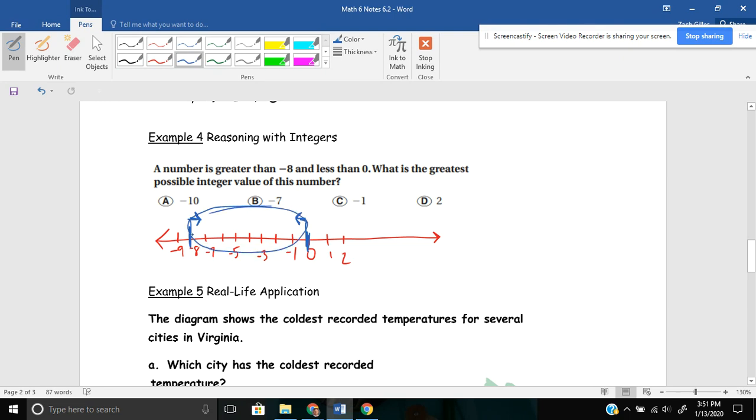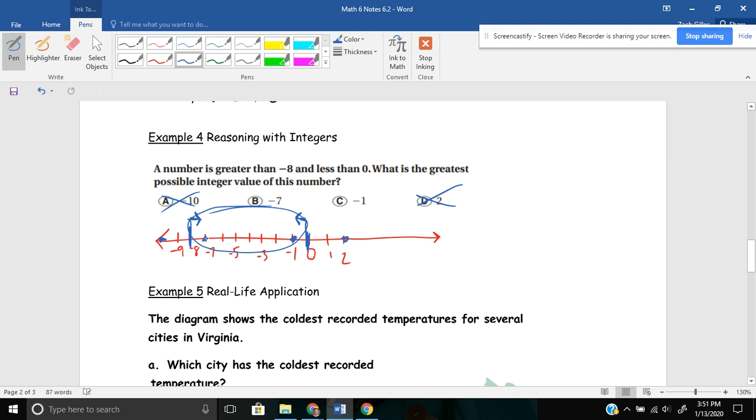All right. Well, -10 for letter A is outside of this data. That wouldn't even be a possible answer. -7 would be here. -1 would be here. And 2 is also not even in this data. Doesn't meet the requirements of being from -8 to 0.